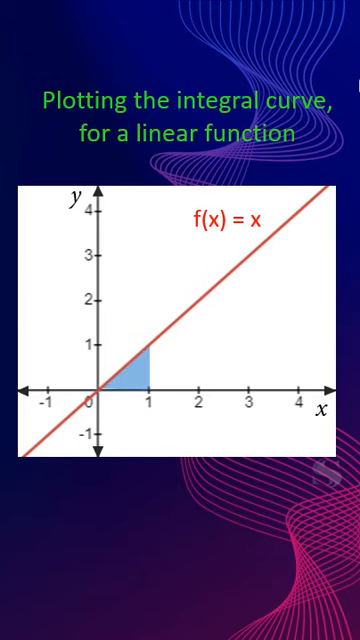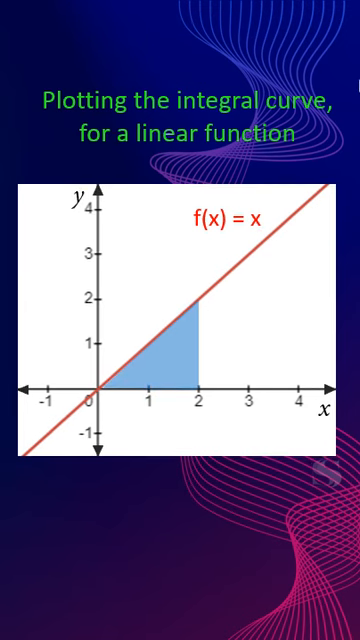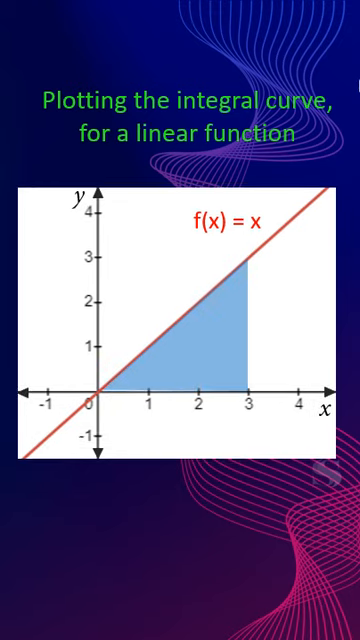This is the area under it at point x equal to 1. And if the area is 0.5 up to x equal to 1, then the next coordinate point of the integral of the linear function would be 1 on the x-axis and 0.5 on the y-axis. This is the area under it at point x equal to 2. If the area is 2, then another coordinate point of the integral function would be 2 on the x-axis and 2 on the y-axis. And this is the area under it at x equal to 3. If the area is 4.5, then another coordinate point of the integral function would be 3 on the x-axis and 4.5 on the y-axis.